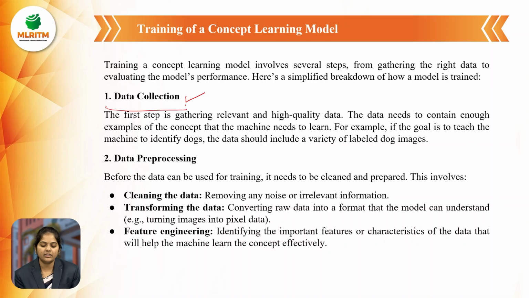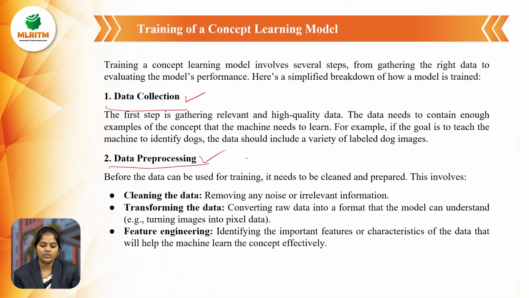So the first thing we need to train a concept learning model is collecting the data. The first step is gathering relevant and high quality data, and the data needs to contain enough examples of the concept that the machine needs to learn. For example, if the goal is to teach the machine to identify dogs, the data should include a variety of labeled data about dog images. So whenever we are training any kind of dog information to the models, we need to provide different kinds of images to the system.